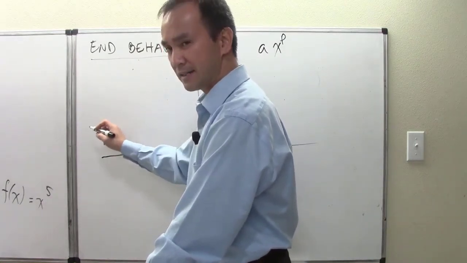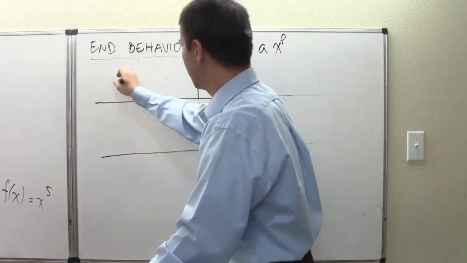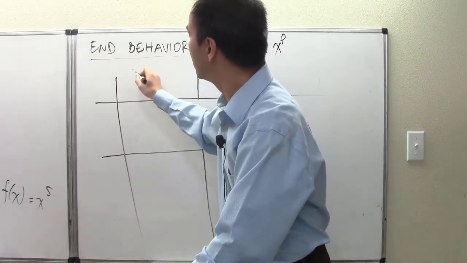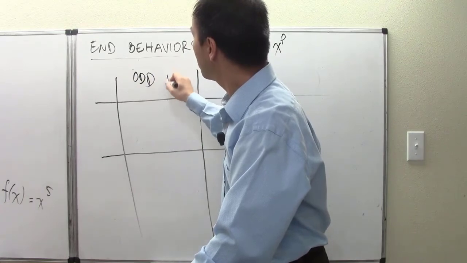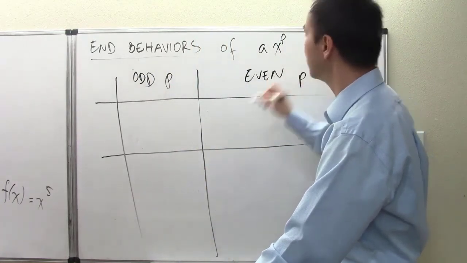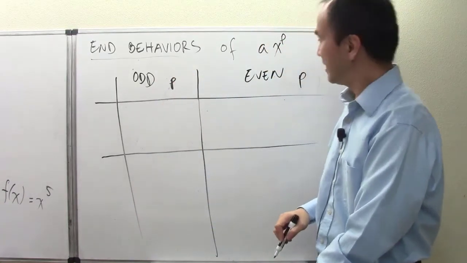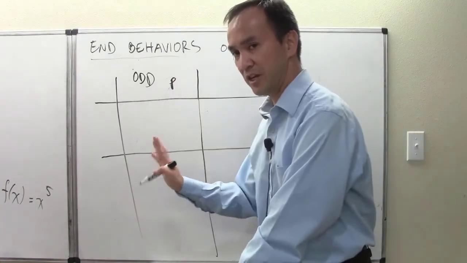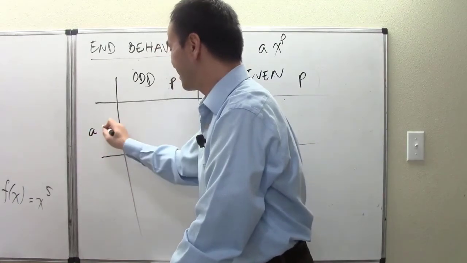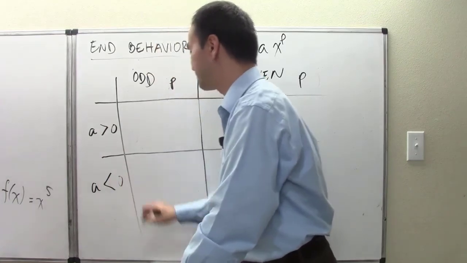So what matters, what changes, is whether our power function is an odd power or an even power. That's what I'm saying in my chart right here, odd p or even p, because p is a power. And then we have seen earlier, I've walked you through the four different cases right here. What matters is whether the coefficient is positive or negative.